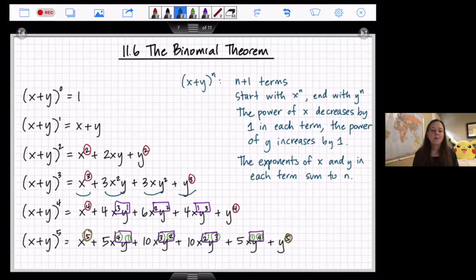The only thing we could probably notice on this slide is that these coefficients are symmetric. So if I look, I've got a 1 here, 5, 10, 10, 5, 1. They're kind of mirror images of each other. And that's actually true for all of the expansions. In the x plus y to the 4th, you've got 1, 4, 6, 4, 1. In the cube, 1, 3, 3, 1. And in the square, 1, 2, 1. So the coefficients are symmetric.